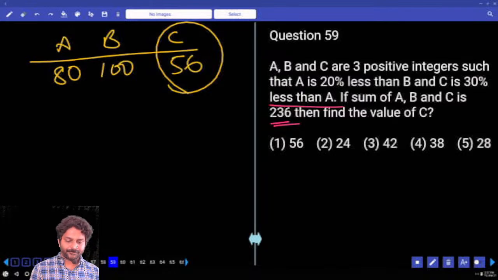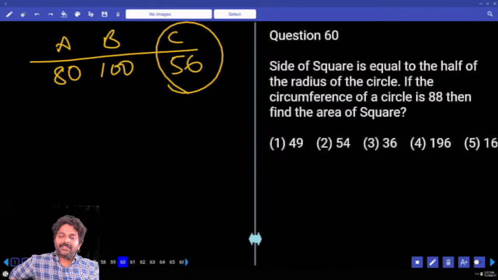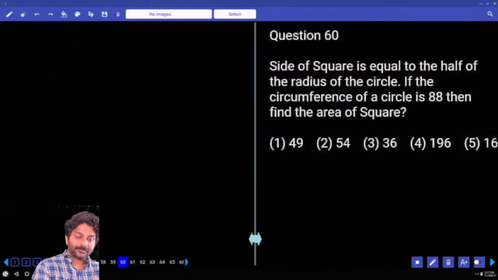Okay, now the side of the square is equal to half of the radius of the circle. If the circumference of the circle is 88, then find the area of the square. Square area. Okay. Come on.